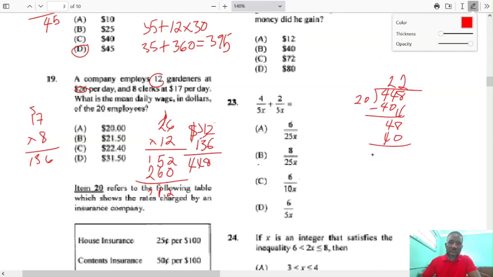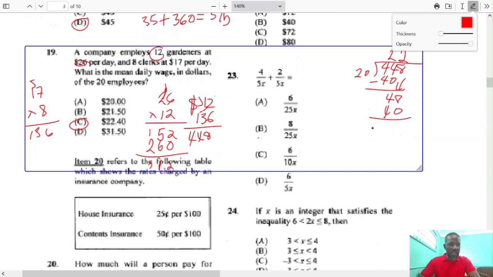Why can we stop here? Because if you look at the options, there's only one option with $22 in it. So therefore we know that the answer is going to be C. Okay.